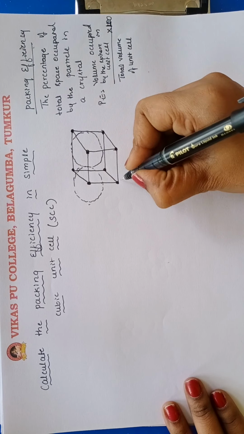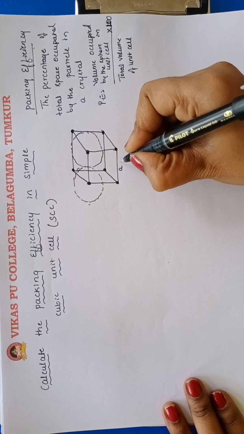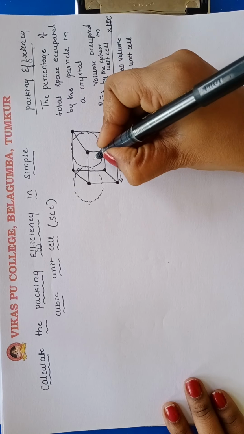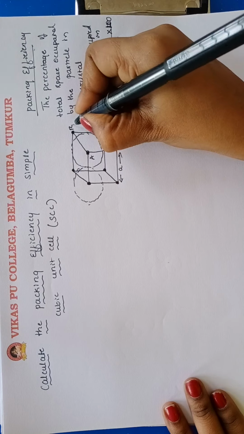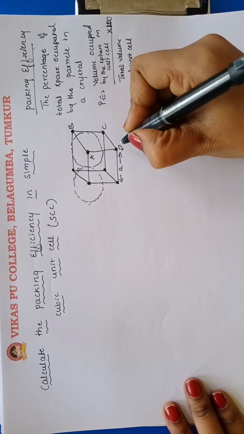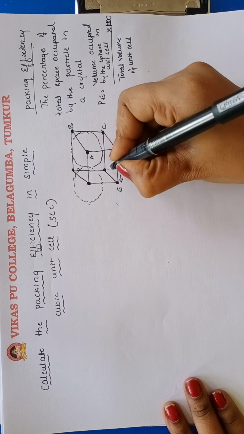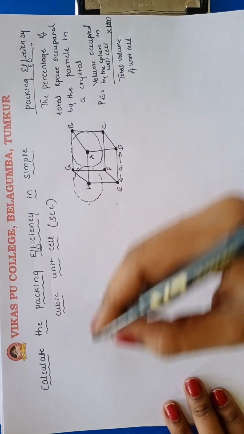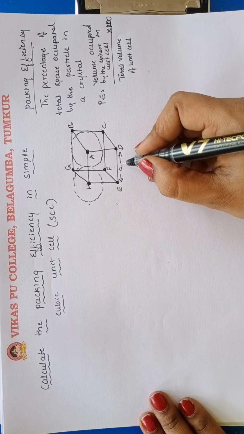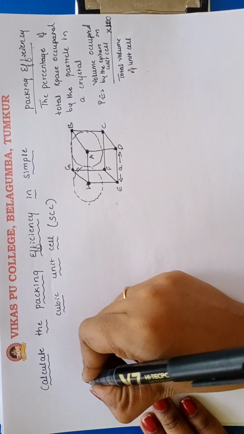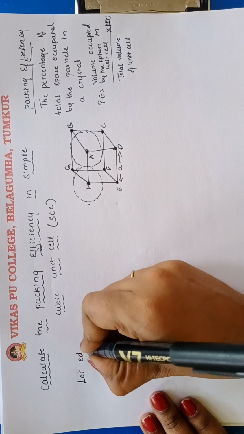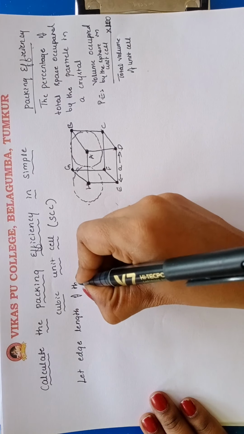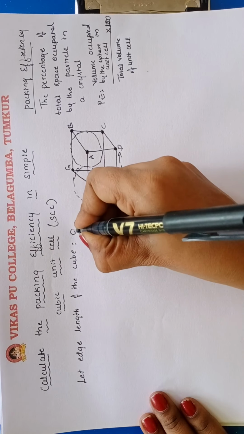The edge length we are going to take as A, small a. We name the corners of this unit cell A, B, C, D, E, F, G, H. Let the edge length of the cube be A, that is what we have taken here.